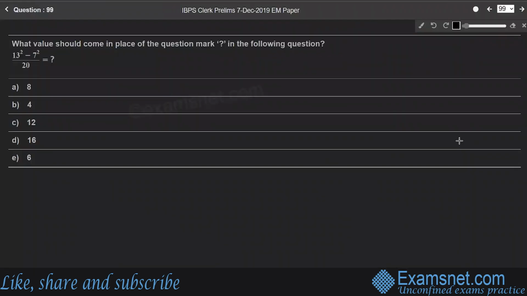Question 99. What value should come in place of the question mark in the following question? So 13 square minus 7 square divided by 20. It's a direct question. No need to apply any formula or any rule like BODMAS. So here 13 square is 169 minus 7 square is 49.